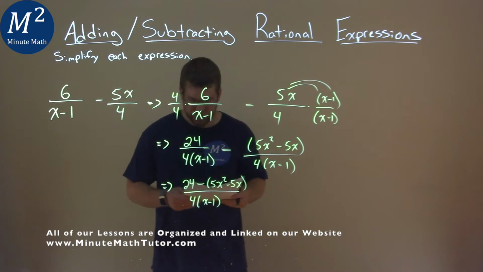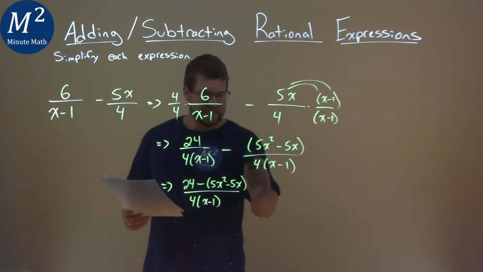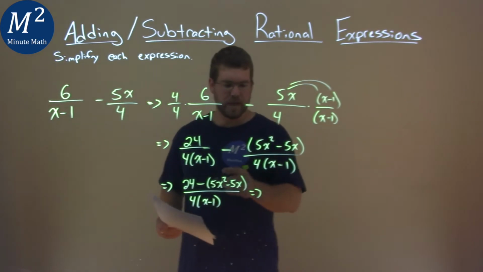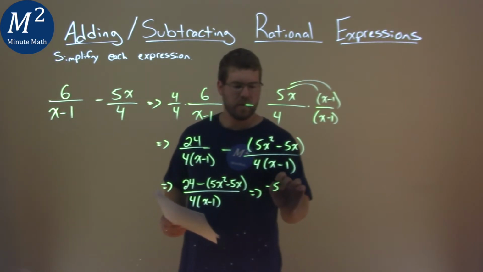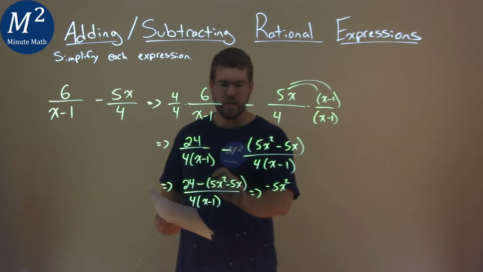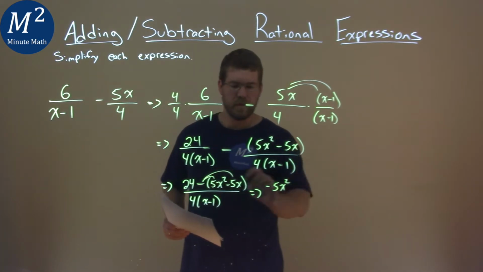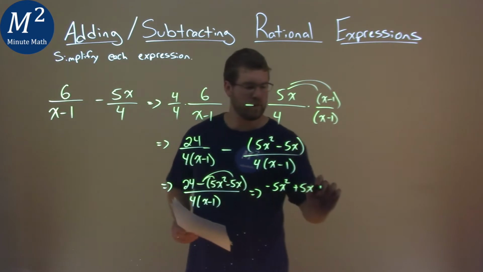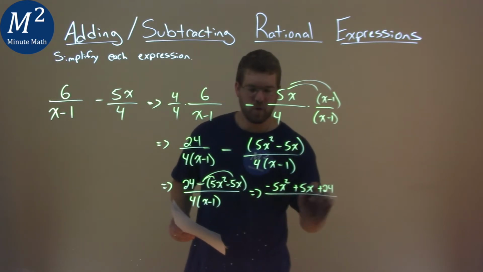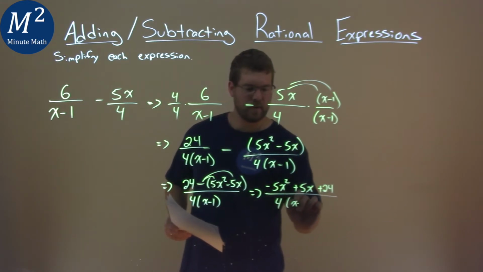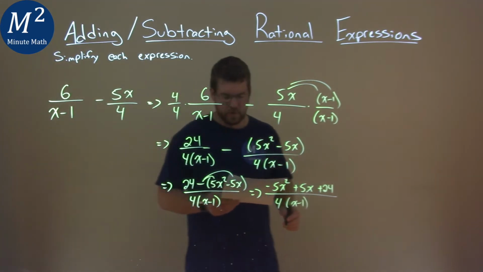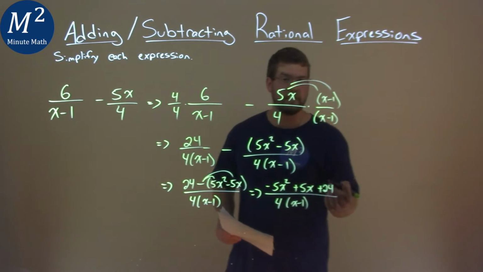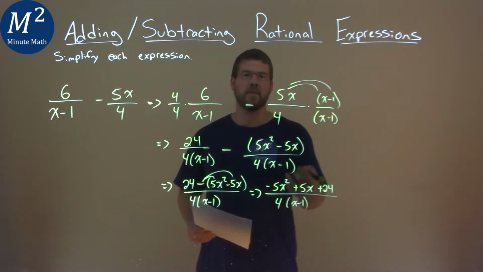Okay? Now, we can simplify this just a little more. We can rearrange it if we want. We put the negative 5x squared out front. Negative 5x squared here. Then make sure we're distributing this. Negative, negative makes it positive, positive 5x. And then we have a plus 24 here. That's over denominator 4 times an x minus 1. And so our final answer here is negative 5x squared plus 5x plus 24 over 4 times x minus 1.